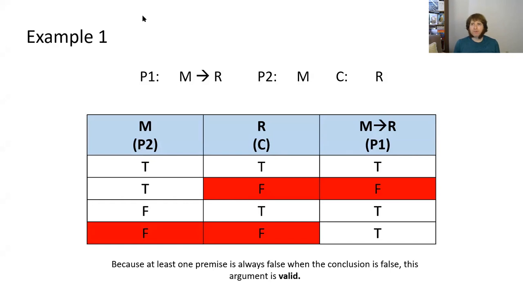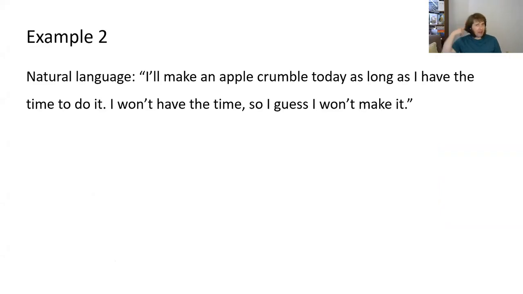Now, let's take a look at example 2. All right, so the second example, and this again is just an example from my life. I've got some apples in the fridge and I've been thinking about making an apple crumble. So here's my argument. I'll make an apple crumble today as long as I have the time to do it. I won't have the time, so I guess I won't make it. I'm not sure yet if I'm going to have the time. I don't really see how it's going to fit in my schedule, but I'd really like to make one. It sounds delicious. So what do we have going on here?